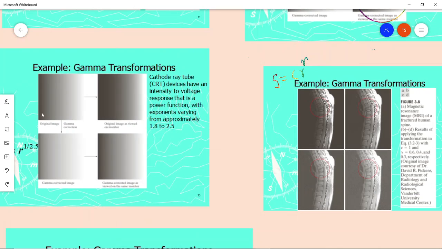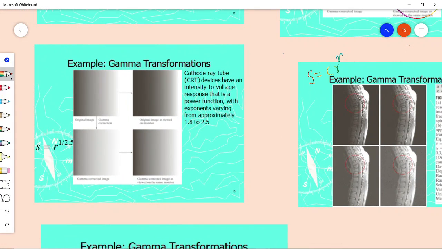Then this is another example for the gamma transformations. For this example, if we know about the CRT, which is very well explained in the computer graphics CG subject, then we can easily understand this example. Here, this is the input image. In this input image also, we are applying gamma transformations, and this is the image of a cathode ray tube, nothing but CRT, inside the TV monitor.